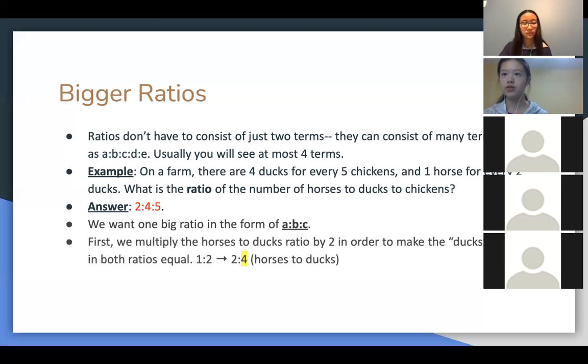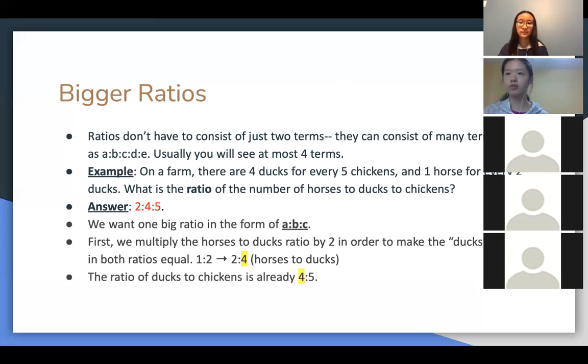So first, we multiply the horses to ducks ratio by 2 in order to make the ducks term in both ratios equal. So originally the horses to ducks ratio was 1 to 2. If we multiply both of those by 2, we get the ratio 2 to 4. Both 1 to 2 and 2 to 4 are equivalent because they're just fractions. 1/2 is the same as 2/4.